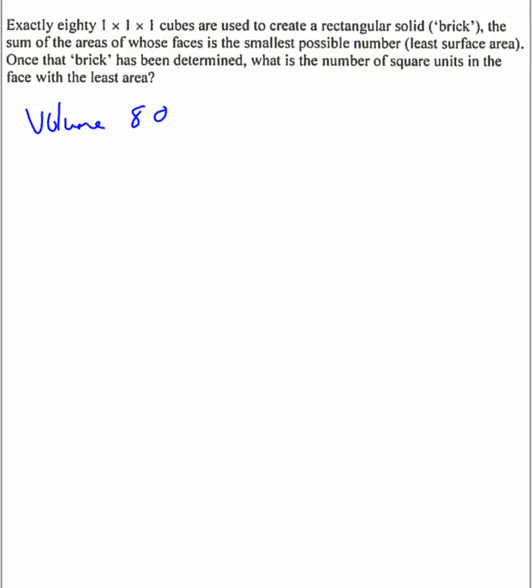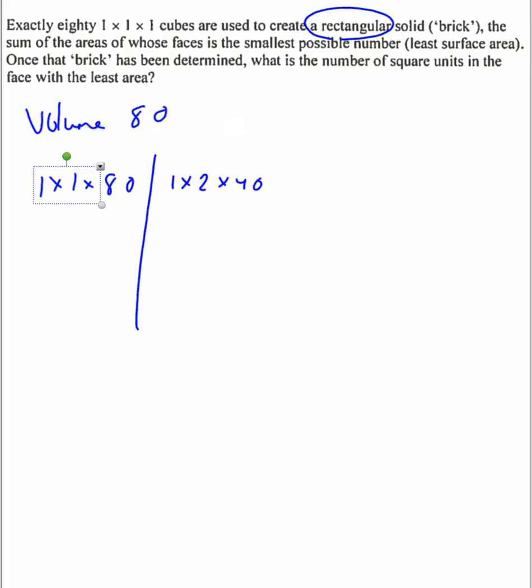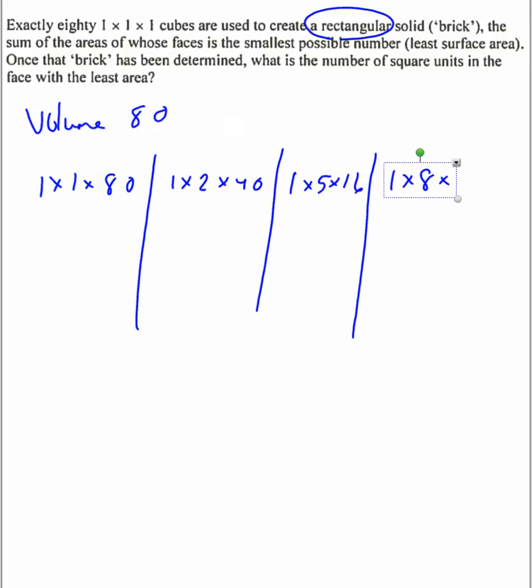Then we have to think about how we could have a volume of 80. The dimensions of our rectangular solid could be 1 by 1 by 80. They could be 1 by 2 by 40. They could be 1 by 5 by 16. And then we can look at all different kinds of possibilities of what could happen. It could be 1 by 8 by 10. All of these will give me a volume of 80.